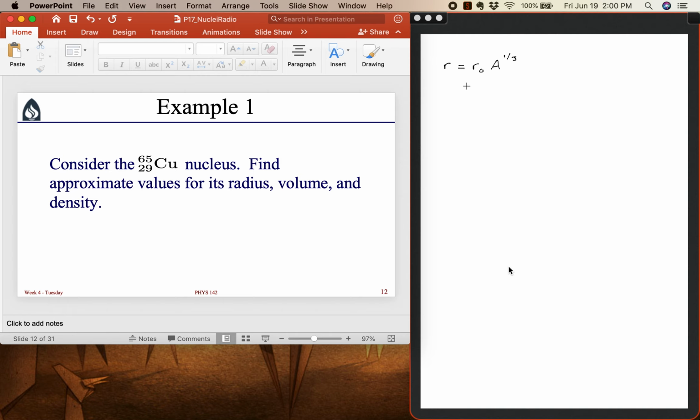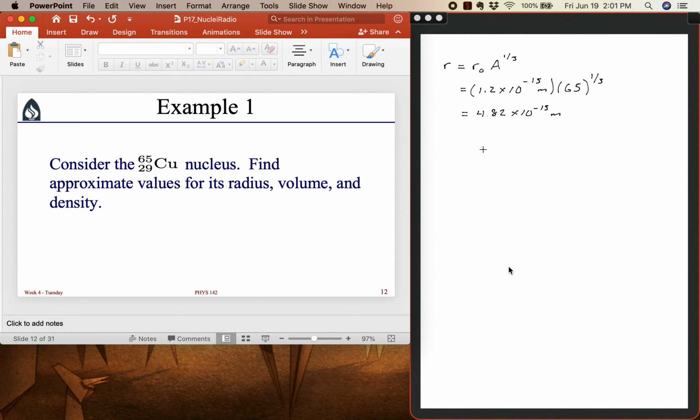1/3 power. Now in this case, R0 is always equal to 1.2 times 10 to the minus 15 meters. And in this particular case, we know that we have 65 protons plus neutrons in this copper nucleus. So that gets raised to the 1/3 power. So if we put that into a calculator, we get a value for the radius of this nucleus of approximately 4.82 times 10 to the minus 15 meters. So that would be our answer to finding the radius of this nucleus.